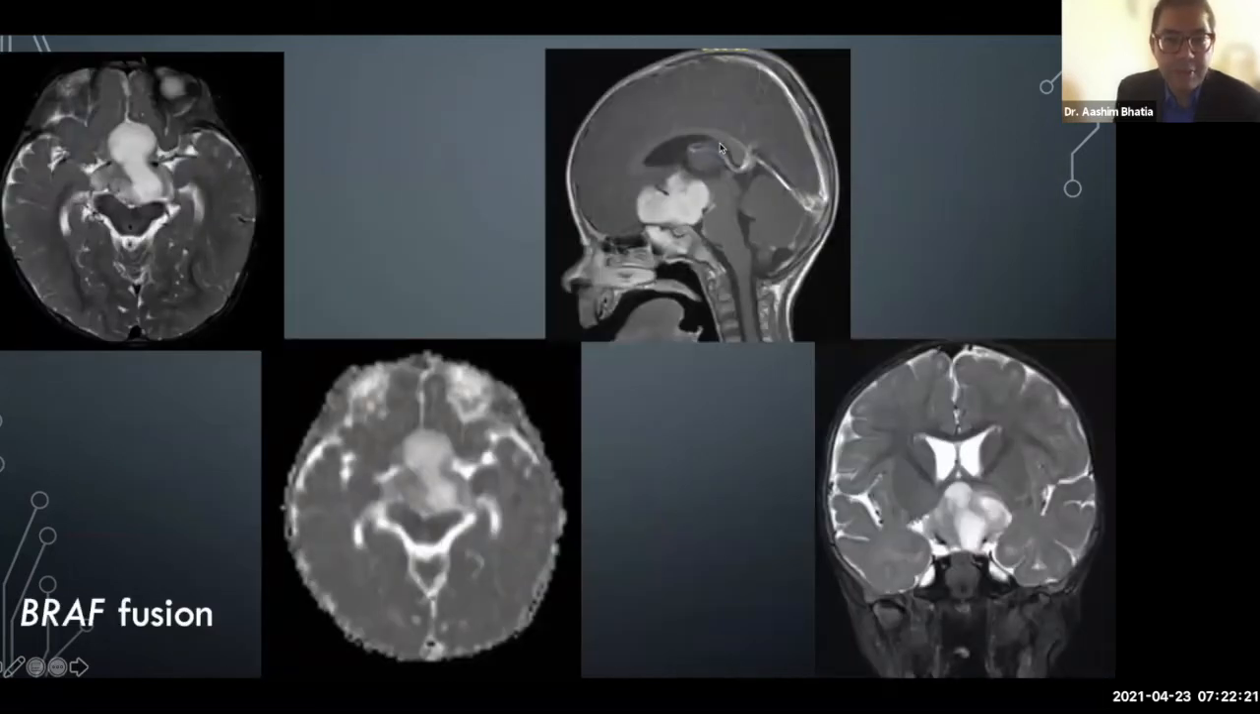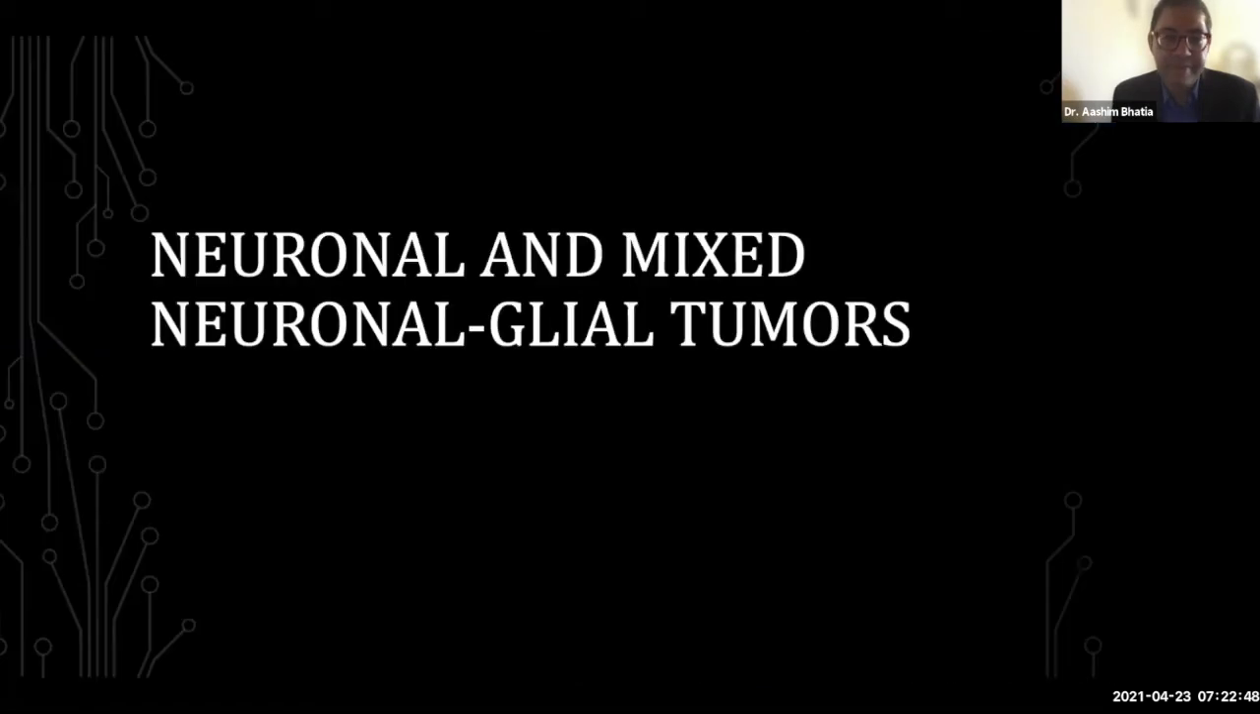And here's one with the BRAF fusion. So imaging-wise, you can't differentiate the two, right? We have the point mutation, you have the BRAF fusion. This is another optic pathway glioma, sagittal post-contrast, showing a lot of enhancement. No reduced diffusion. But the point is, imaging-wise, you can say pilocytic astrocytoma, but we're not at the level where we can say what type of mutation we're dealing with. That's down the road and the future of pediatric neuroradiology.